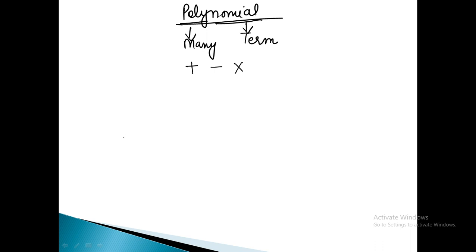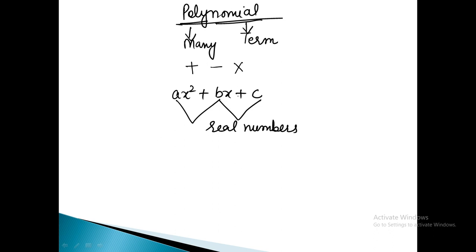A quadratic polynomial is in the form of ax square plus bx plus c. In this equation, a, b, c are real numbers, and you should keep in mind a does not equal 0. A quadratic polynomial in x with real coefficients is in the form of ax square plus bx plus c, where a, b, c are real numbers and a does not equal 0.